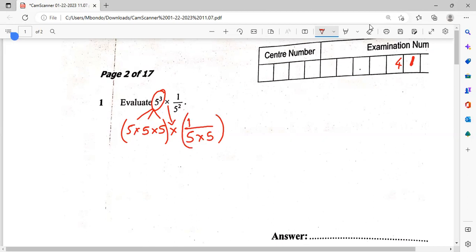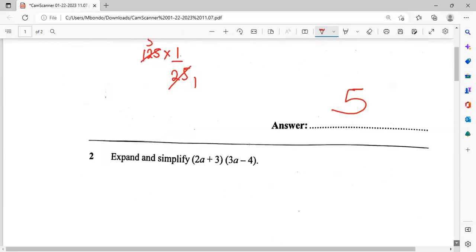It depends on how you want to do it. Really, if you want, at this point you can simplify it. Or if you want, this is going to give us 125 multiplied by 1 over 25. Now at this point, we can say 25 here is 1, and 25 into 125 is 5. When 5 is multiplied by 1, it is going to be 5. You write your 5 here as the answer. I hope that is okay.